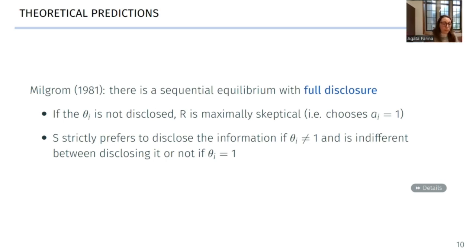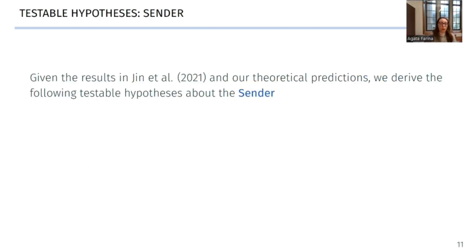Given this, the sender will strictly prefer to disclose every piece of information, except for the case in which the value of theta is actually equal to the lowest possible number. And so in that case, there will be indifference. I would like to mention that given the discreteness of the action space, we also have other sequential equilibria that could arise in this game, but they are all really fragile. I mean, most of them are really fragile and can be refined very easily. So we will mostly focus on this full disclosure equilibrium.